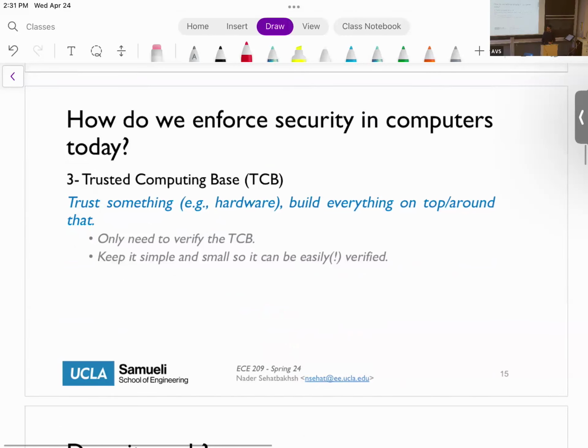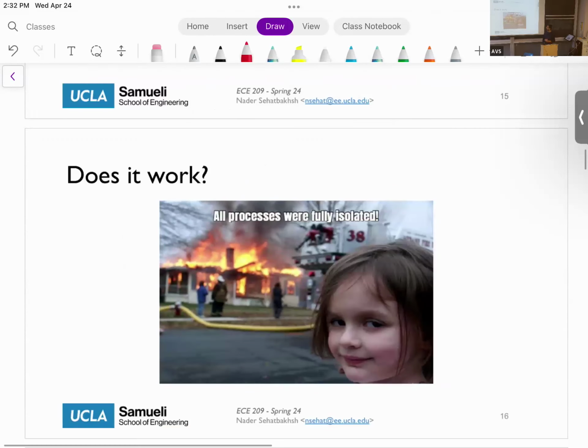And lastly, we have what we call a trusted computing base. The idea here is that in order to make sure that these two other principles are running properly, we trust something in hardware, and we call that the TCB or trusted computing base. The idea is that the TCB is the one you trust, and you have a method to build the trust on top of that. Okay. So does this work?